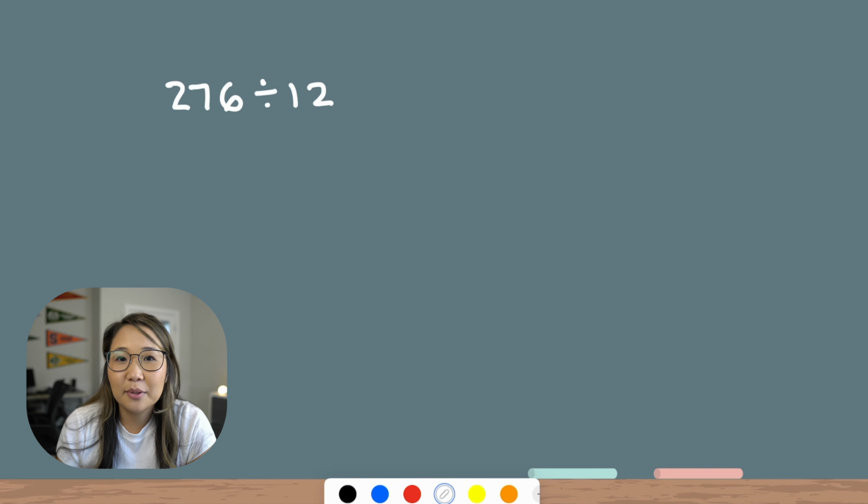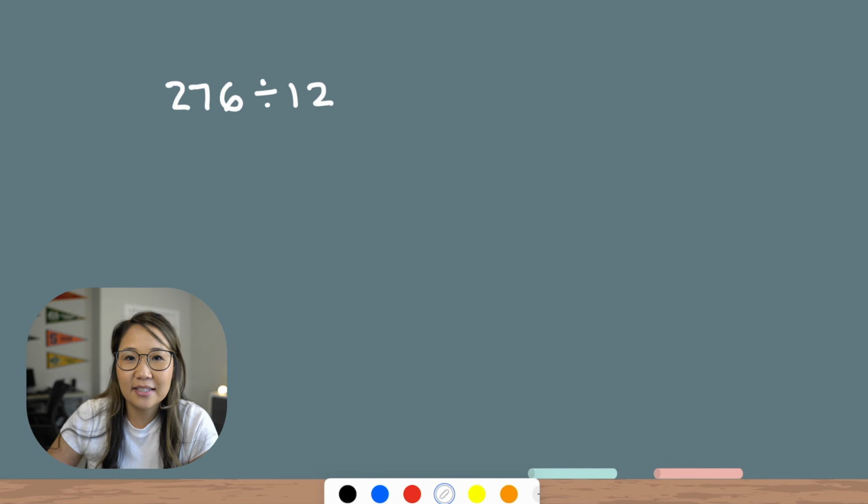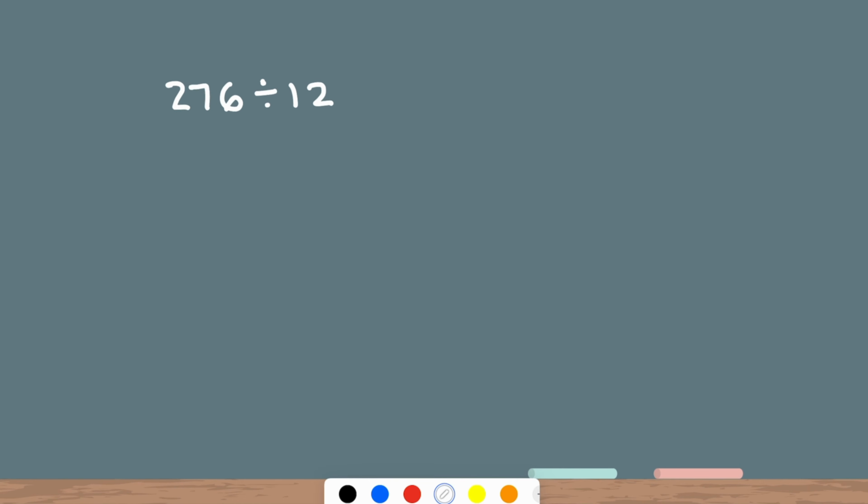We have two examples and we'll go through them step by step. Let's get started. Okay, I have the first problem. It's 276 divided by 12. So let's go ahead and set this problem up.